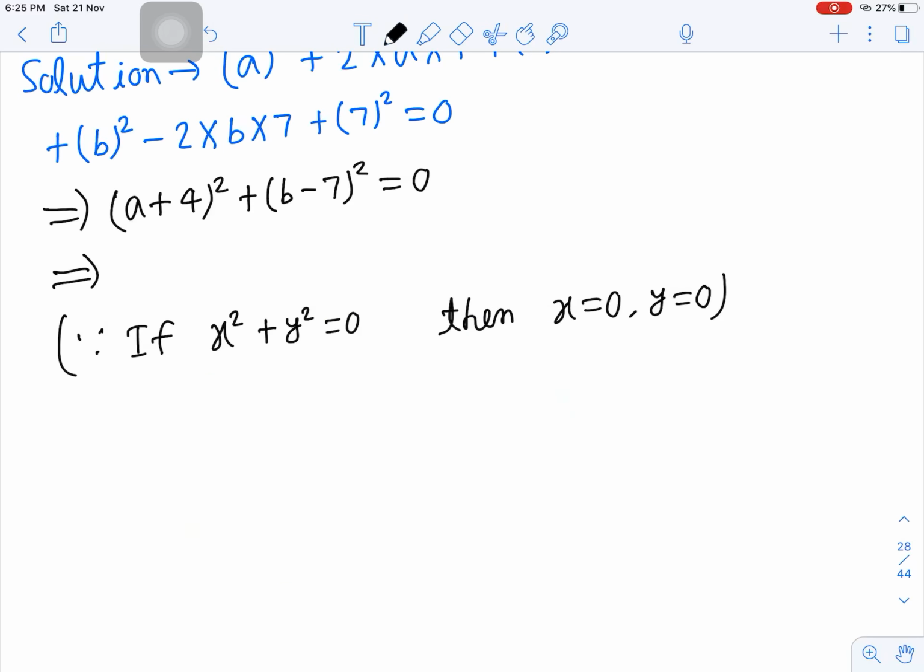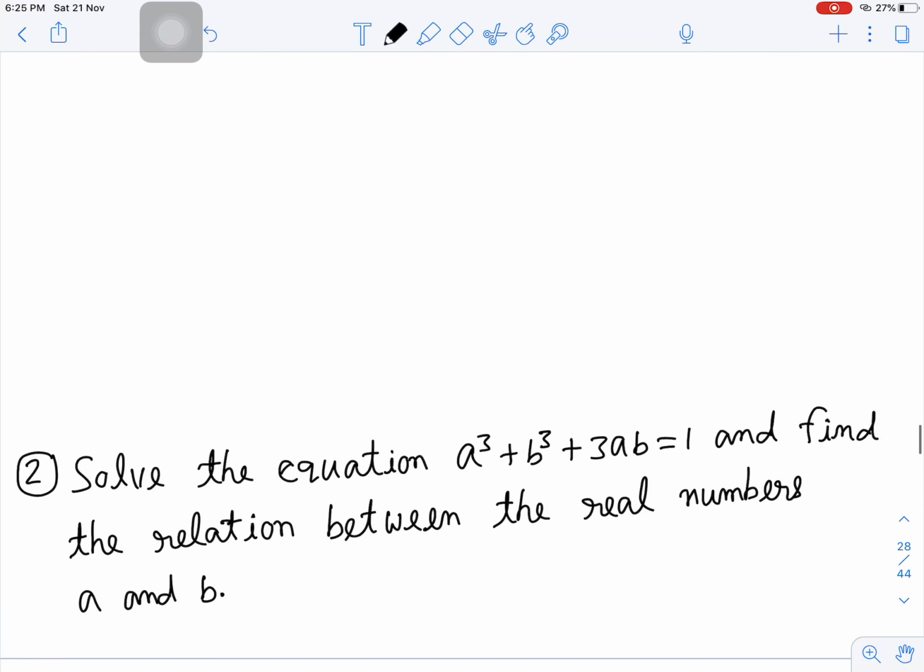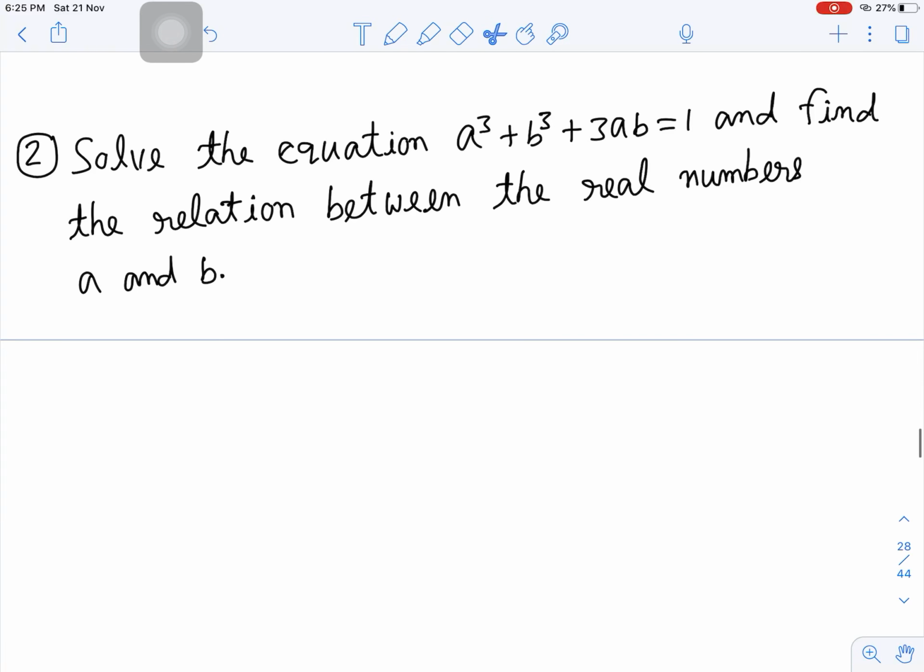Okay, then by the same concept you will get a plus 4 equals 0 here, and you will also get b minus 7 equals 0. So if you solve it further, you will get a equal to minus 4 and b equal to 7. That's it. Okay, then we'll move to question number 2.